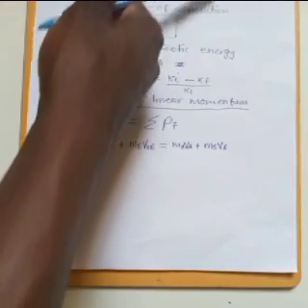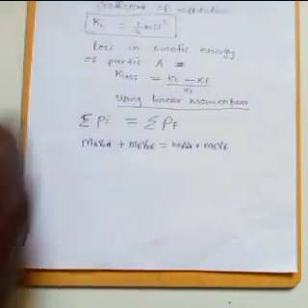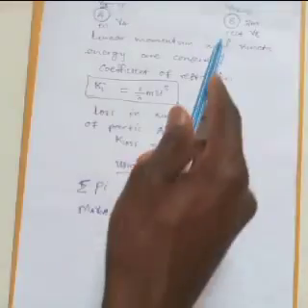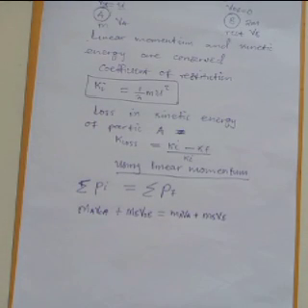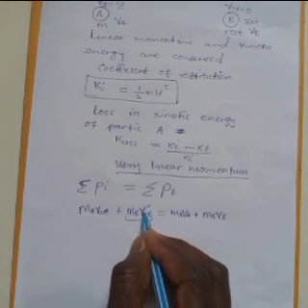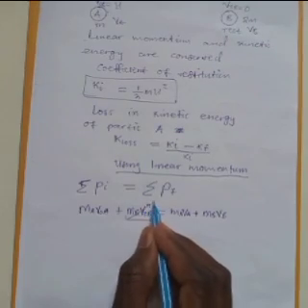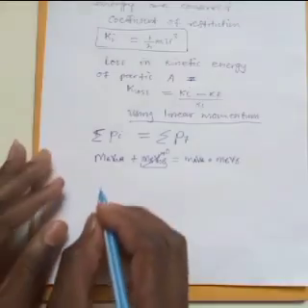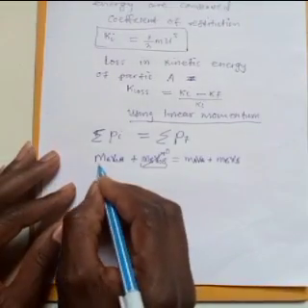Be careful, because here they're saying this one initially is at rest, meaning that if this particle B is at rest, definitely we are going to get its initial momentum as what? As 0. Why? Because the velocity is going to be equal to 0.